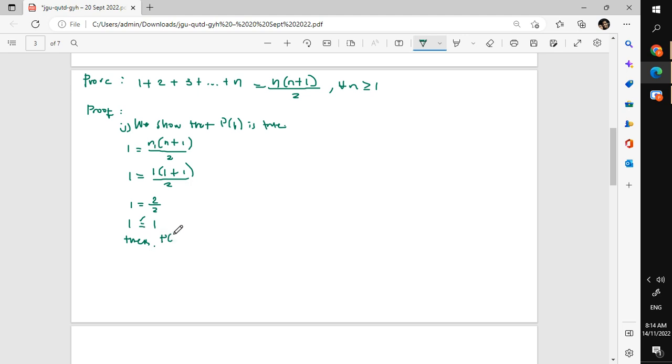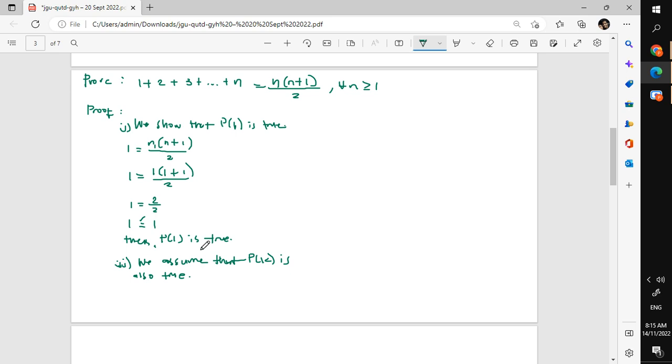Thus, P of 1 is true. Now we will proceed to the inductive step. In the inductive step, we assume that P of k is also true.